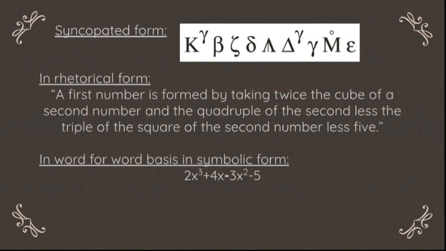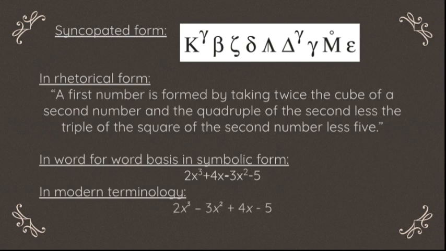Notice here that after the minus symbol, everything that follows it is negative, which is one of the rules of Diophantus' syncopated algebra. In modern terminology, this is how it would look: 2x cubed minus 3x squared plus 4x minus 5, following the word-for-word look but written in an orderly manner.